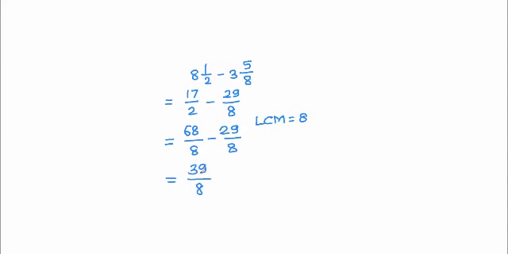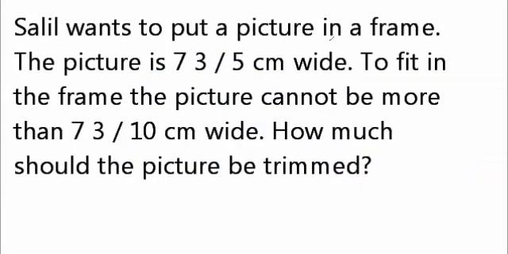So 39 upon 8. But we are not going to stop here because it's an improper fraction. We have to convert it into a mixed fraction. So how do we convert? We divide 39 by 8. 8 4s are 32. 7 is the remainder. So this is my Q, this is my R, and this is my D. So in QRD format, 4, 7 upon 8. So this is my answer, 4, 7 upon 8.